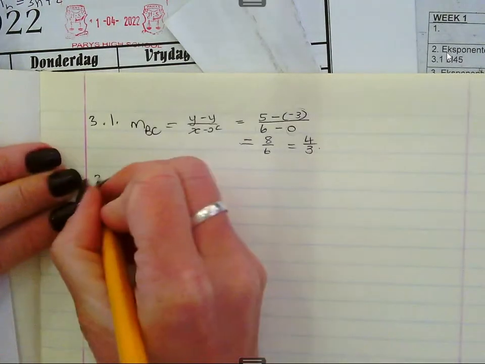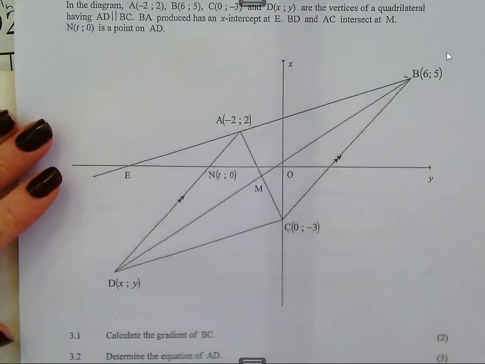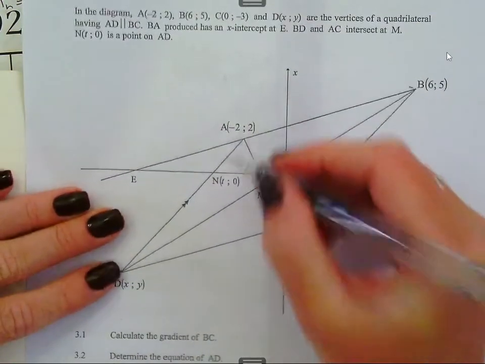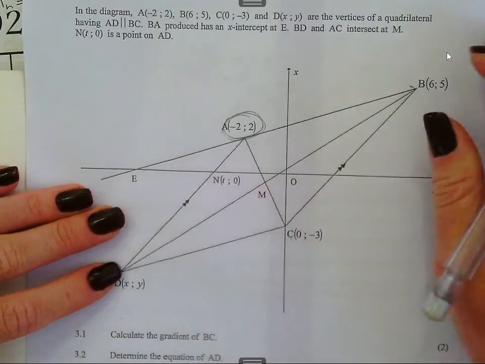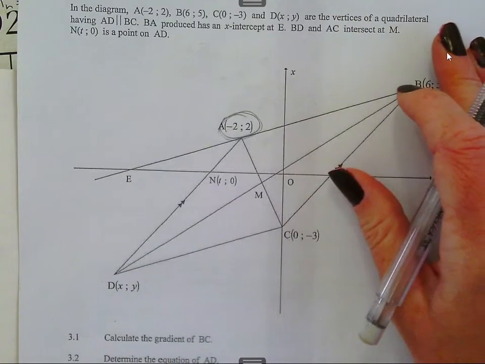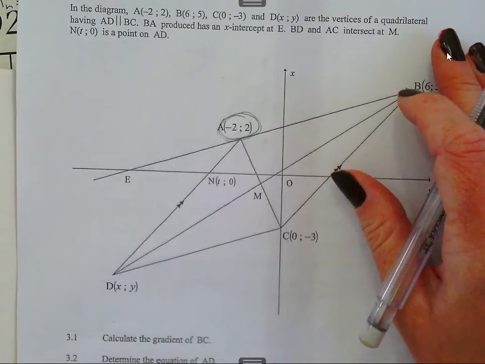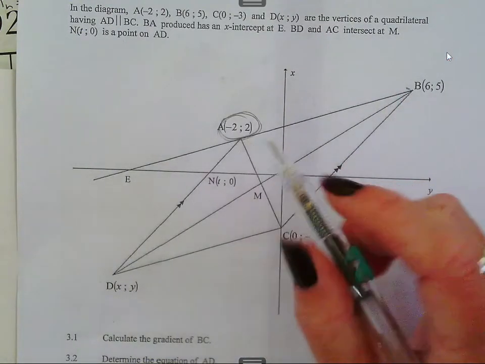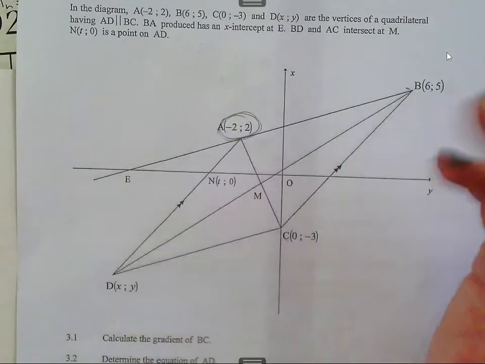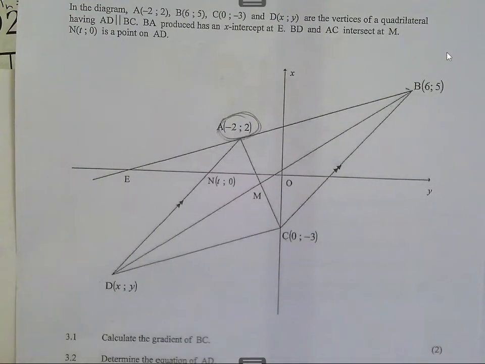Then they said at 3.2, determine the equation of AD. Now I'm going to say this again, we spoke about it yesterday. At AD, I've only got one full coordinate. Now listen to me. You need two full coordinates to find the equation of a straight line. Okay. Two full coordinates. You don't have it here. You've got one full, one half, and one where you have nothing. If that's the case, you need to look for something to steal.